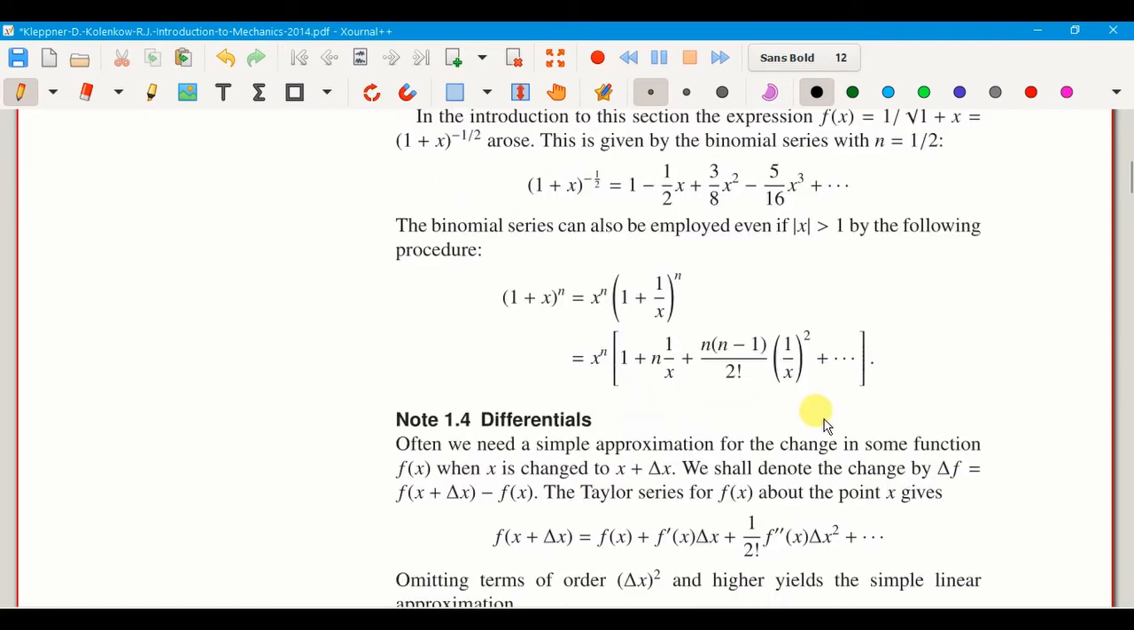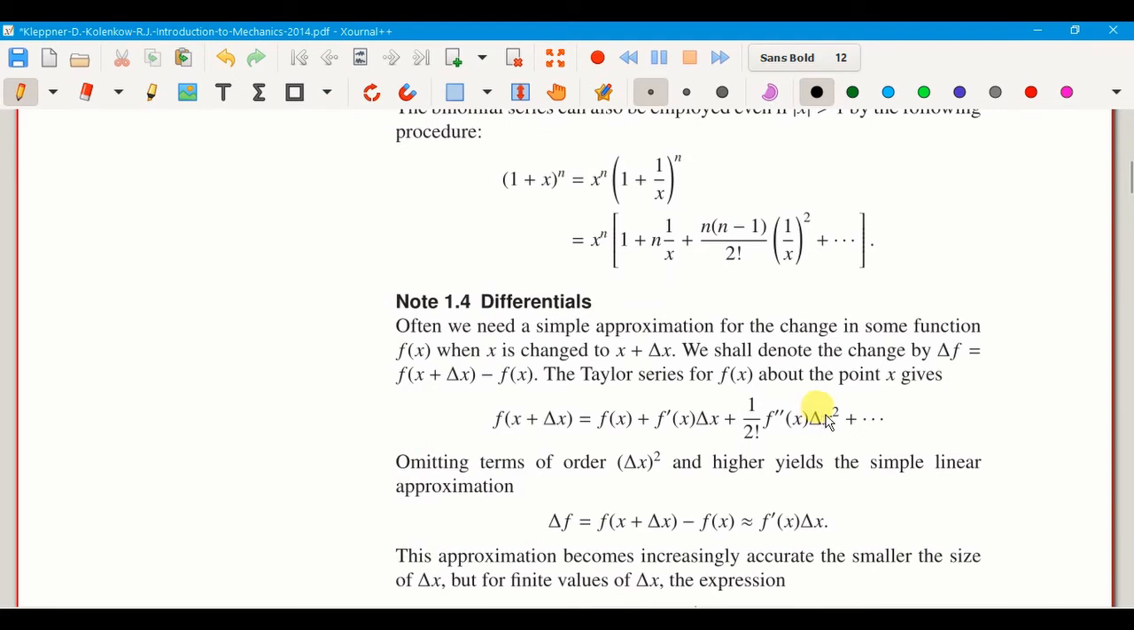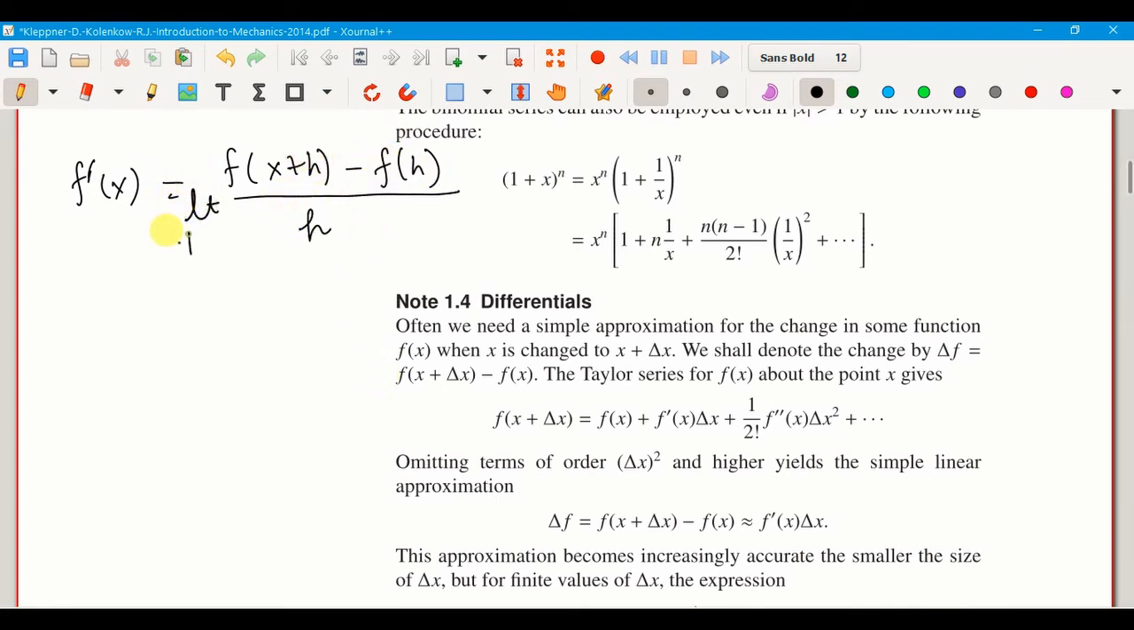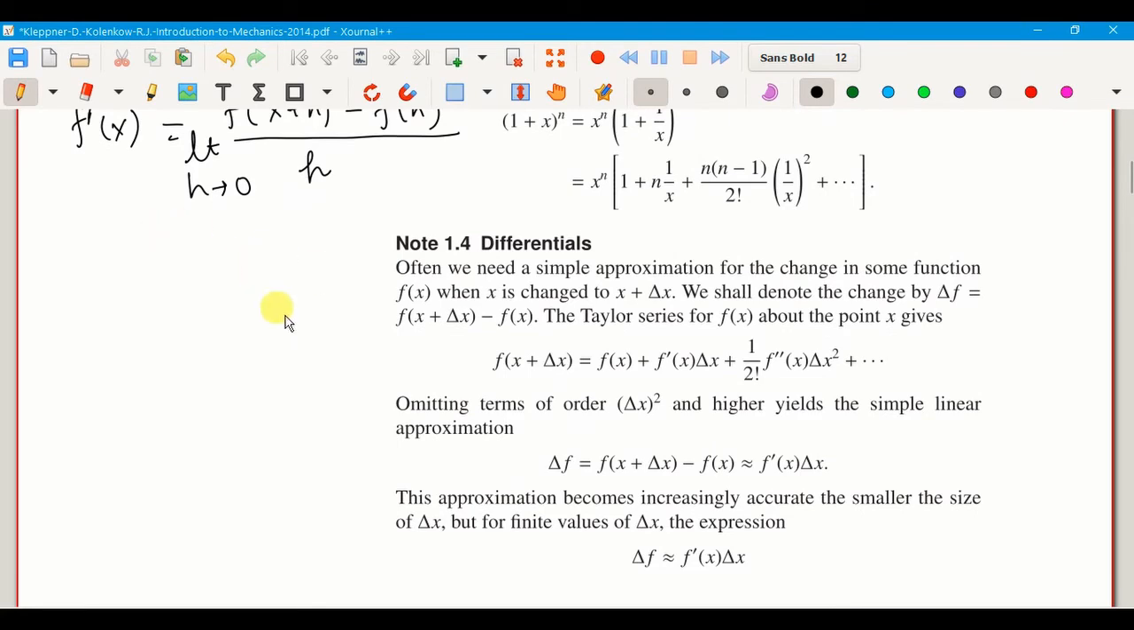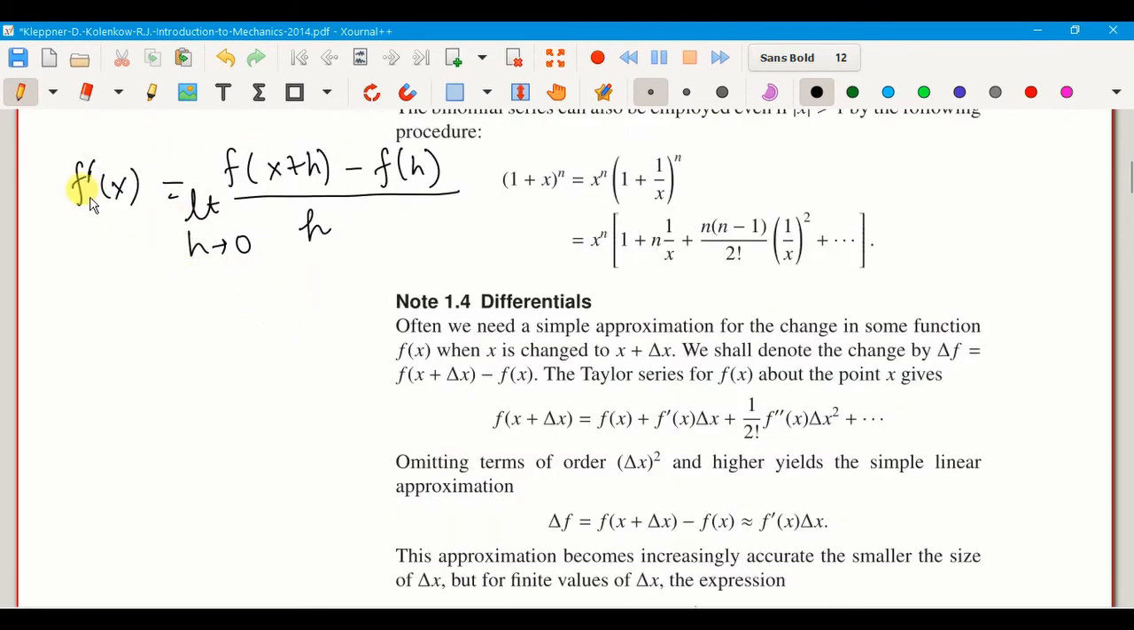We have now differentials, and in differentials we can use the approximation. For example, we have the definition of the differential, f dash of x: f of x plus h minus f of x, over h, because x plus h minus x gives you h, and we take the limit as h goes to 0. So this is the differential formula, and we have found it from the Taylor series expansion.